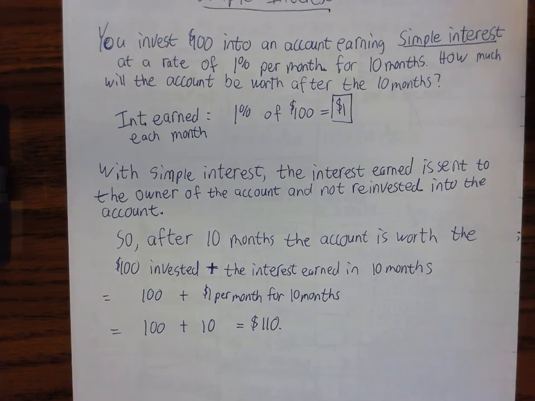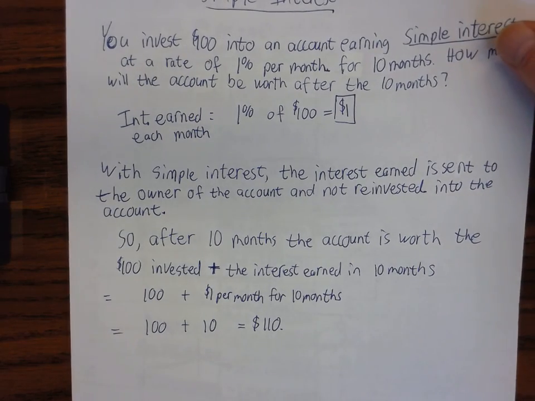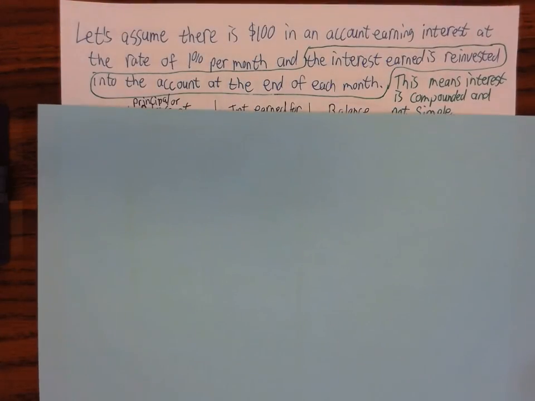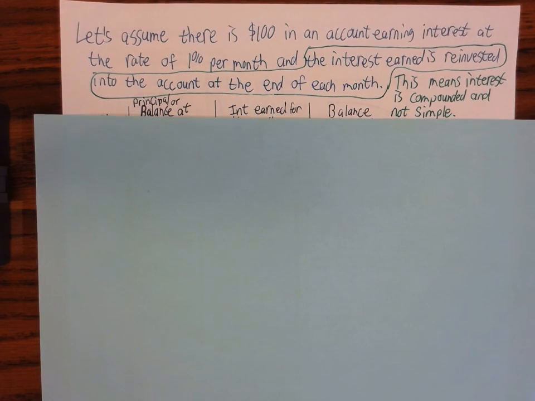So now we're going to look at compound interest and just get a foundation for how compound interest works. And we're going to do the same scenario. We're going to have $100 in an account, and it's earning interest at a rate of 1% per month. But now the interest earned is going to be reinvested into the account at the end of each month. And that's what compound interest is. When the interest gets reinvested into the account so that it can earn interest too, that's compound interest. All right? That's what it means for compound interest to occur.